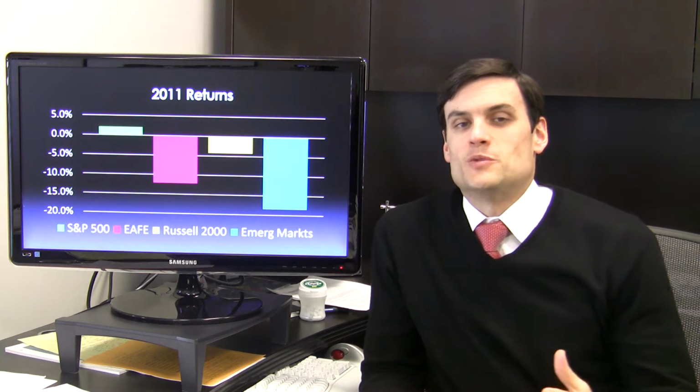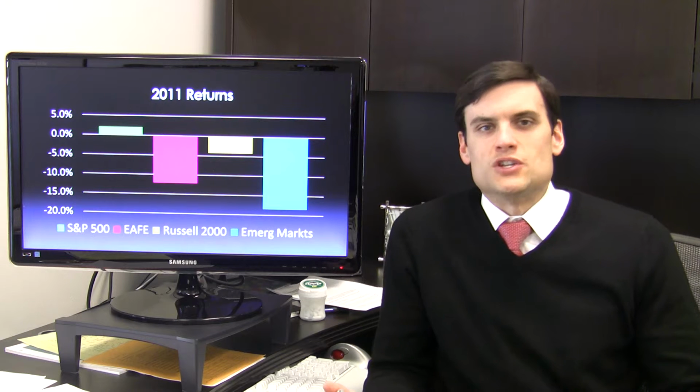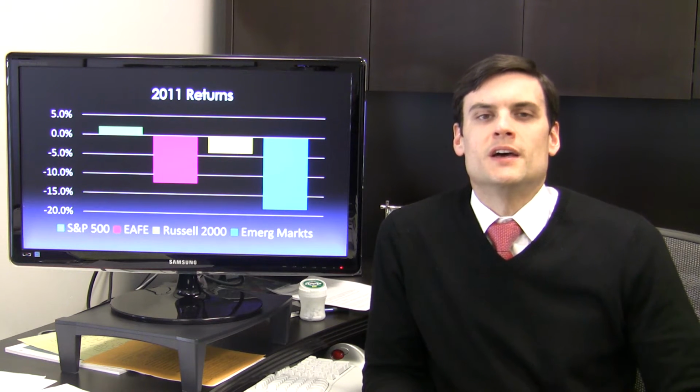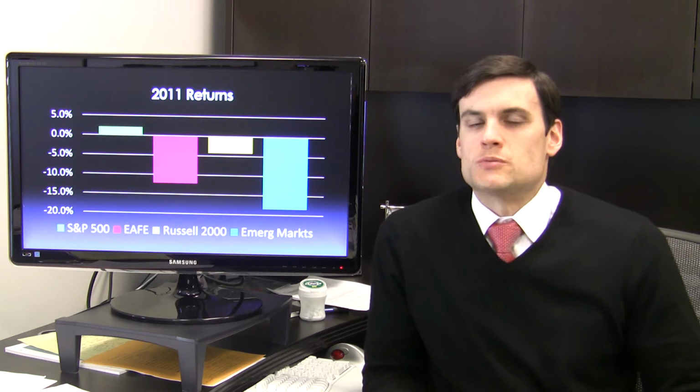Well, in 2011, we saw that the S&P 500, which represents the U.S. large cap market, was up roughly 2%. Meanwhile, the U.S. small cap, represented by the Russell 2000, was down about 6 or 7 percentage points. The EAFE index, the international large, was down around 12, and the emerging markets category was down around negative 18%. So a big discrepancy in terms of performance.